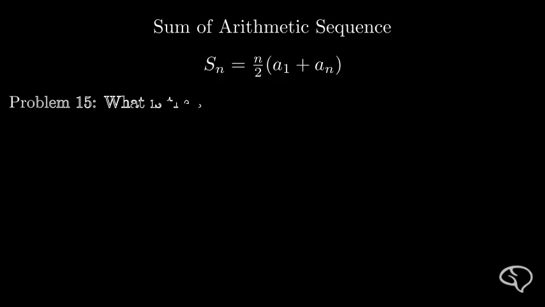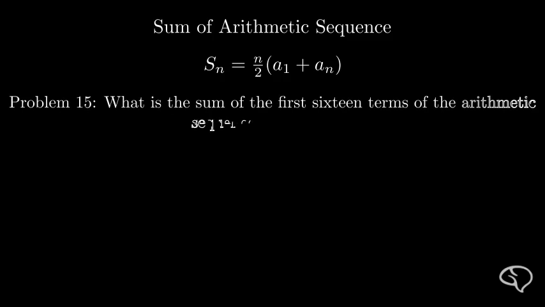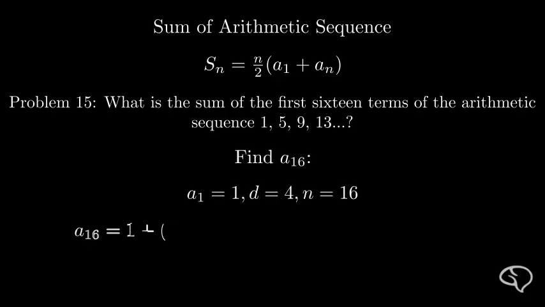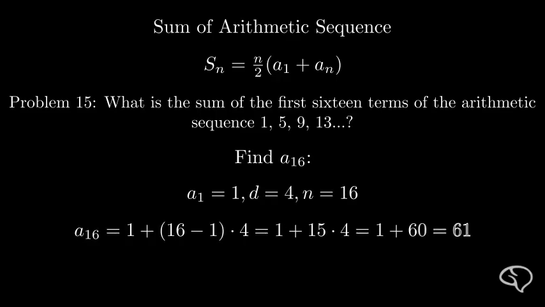Let's find the sum of the first 16 terms of the arithmetic sequence 1, 5, 9, 13. We know n is 16 and a sub 1 is 1, but we don't know a sub 16. So our first step is to find it using the nth term formula. The common difference d is 4. So a sub 16 equals 1 plus 15 times 4, which is 61.